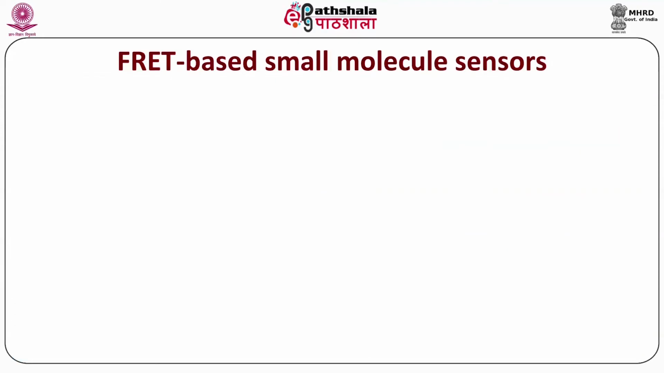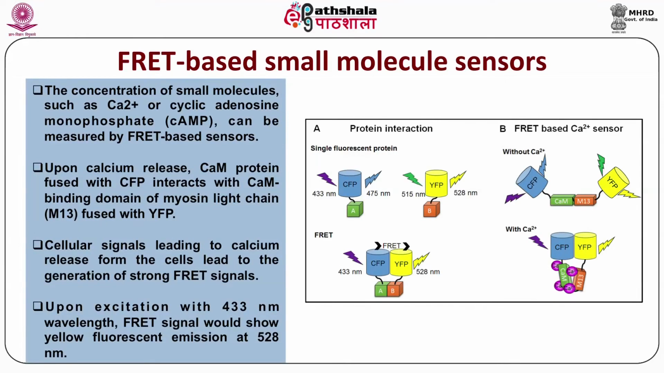Here we discuss FRET based small molecule sensors that are developed by using green fluorescent protein and red fluorescent protein. You can see here the concentration of a small molecule such as calcium or cyclic AMP can be measured by a FRET based biosensor. Upon calcium release, calmodulin protein fused with CFP interacts with the calmodulin binding domain of myosin light chain fused with yellow fluorescent protein. Cellular signal leading to calcium release from the cells leads to the generation of a strong FRET signal.